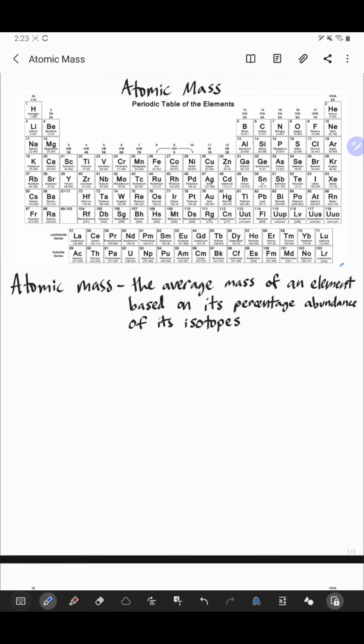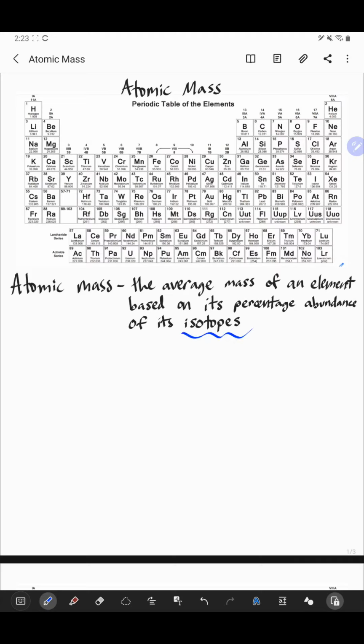In this video, we're going to be talking about what atomic mass is and how to calculate it. Atomic mass, also called average atomic mass or relative atomic mass, is the average mass of an element based on its percentage abundance of its isotopes.